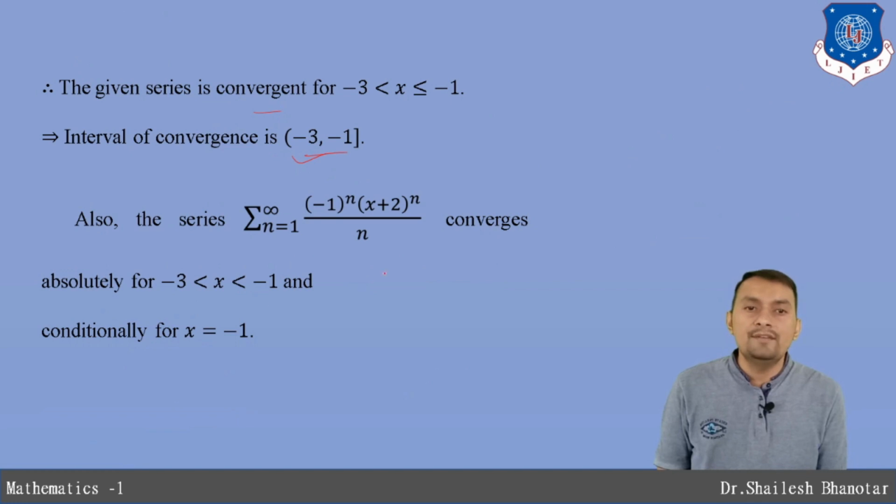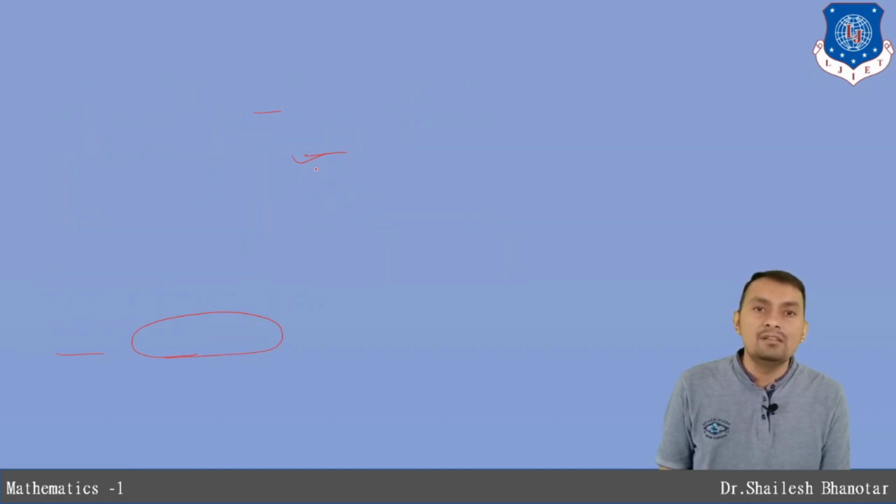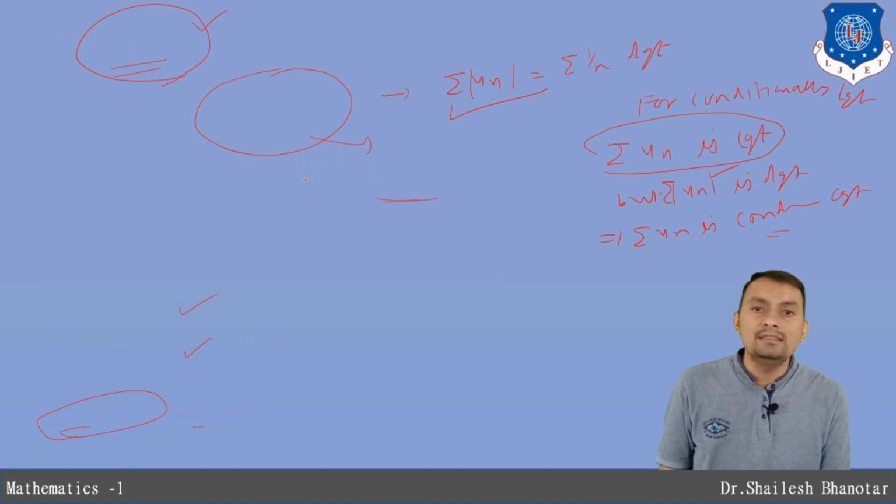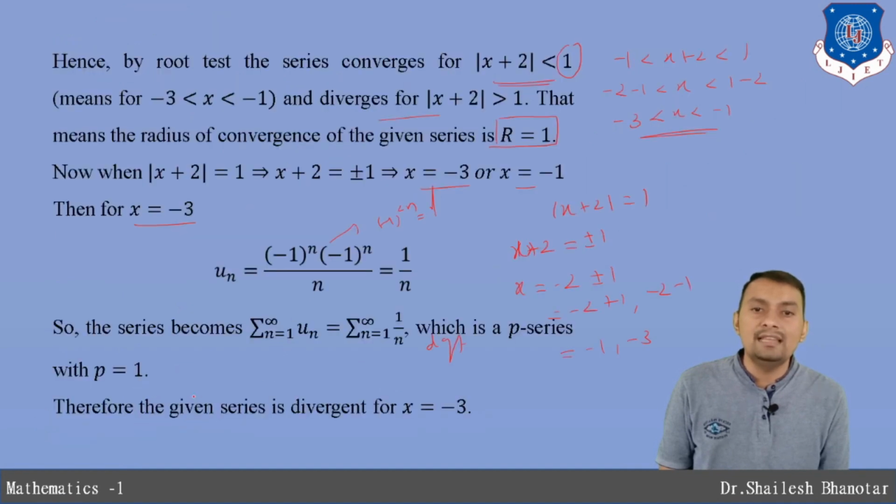So that's why we have written that the series is conditionally convergent only for x = -1, and absolutely convergent for -3 to -1, excluding the endpoint where the absolute value is considered. Suppose you take x = -1, in that case you have seen that.